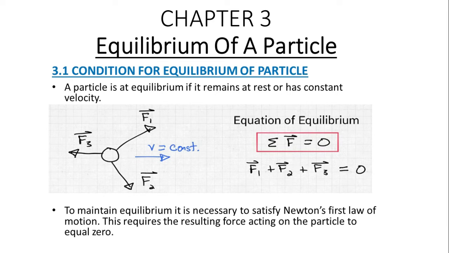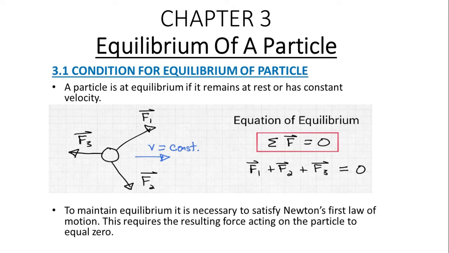So what do we do? We will apply the equations of equilibrium, F1 plus F2 plus F3, and if the sum of all these forces comes out to be equal to 0, then we will say that the system is in equilibrium. So this is a very important condition.